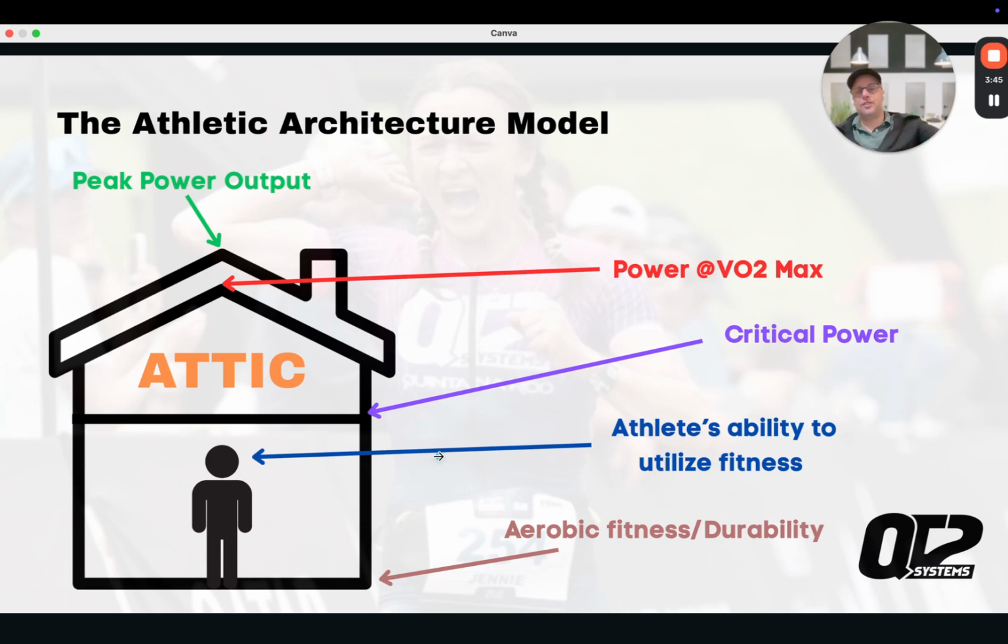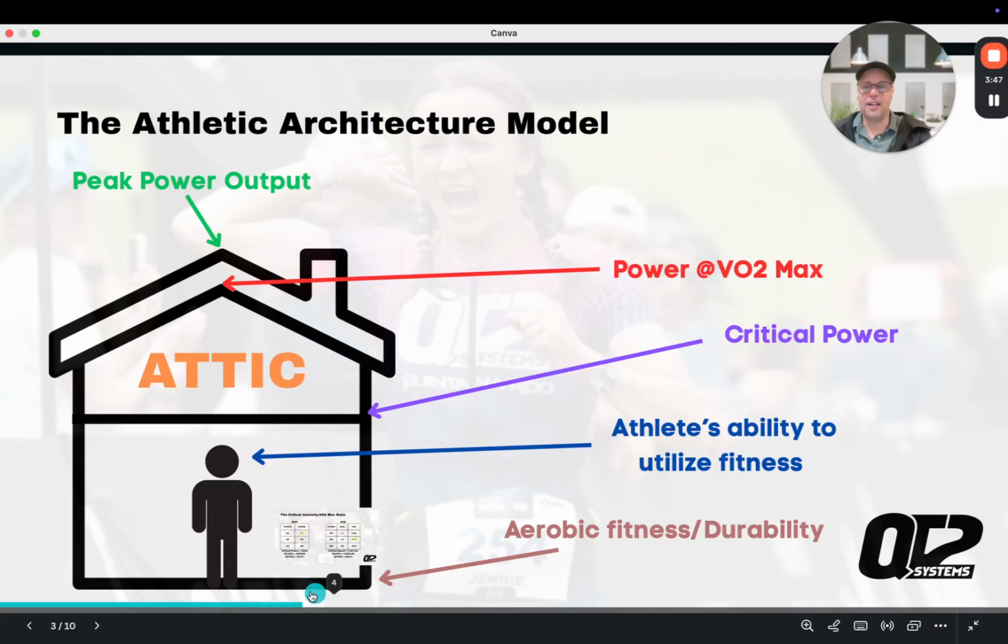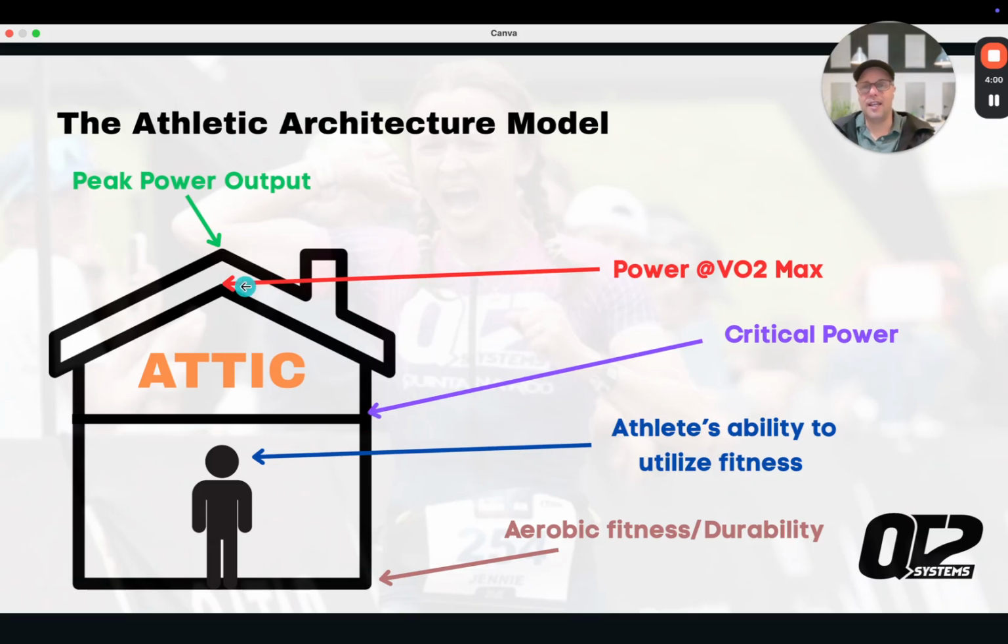And generally speaking, just to touch back, as we build the size of our aerobic robustness, our aerobic fitness, the size of the person grows, the athlete's ability to utilize that fitness grows, the athlete's critical power tends to grow, the athlete's power or pace at VO2 max tends to grow, and so does the athlete's peak power output.